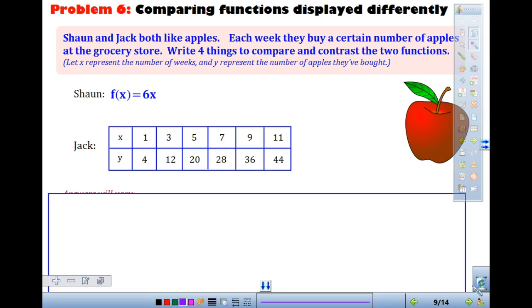So if I asked you after 1 week, how many apples? 1 week would be 6 apples, right? If I said in 2 weeks, we'd have what? 12 apples. Okay, so you're just using that equation, right? 3 weeks would have been 18 apples. Here's Jack's.